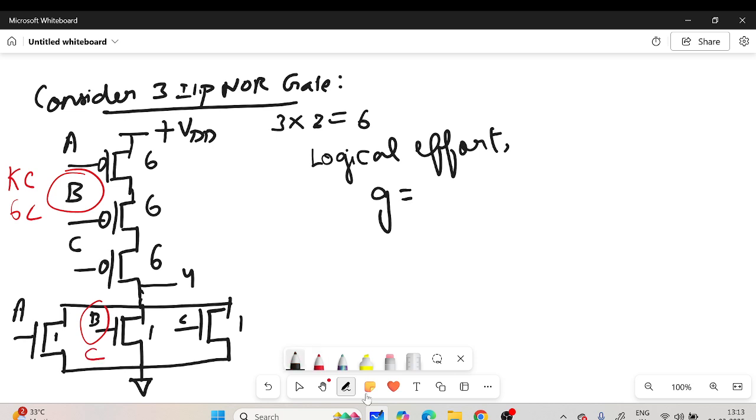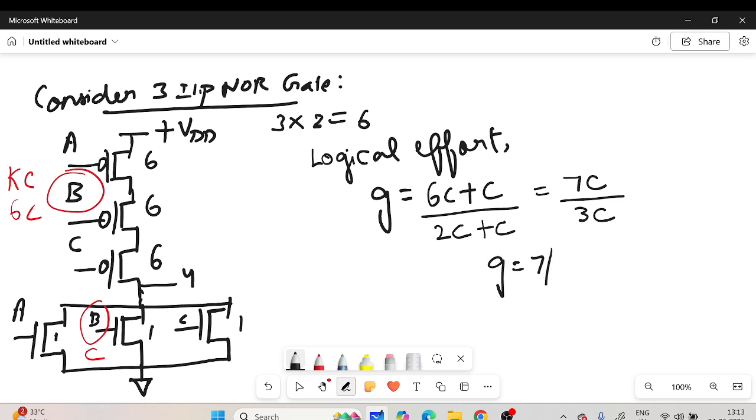Now if I compute the logical effort of this particular gate, it can be written as 6C plus C, divided by the input capacitance of the unit size inverter. For PMOS the input capacitance is 2C and for NMOS it is equal to C. If I add these, the numerator results in 7C and the denominator results in 3C. When the capacitance values cancel, the resultant logical effort for a 3-input NOR gate is G equal to 7 by 3. This is how you compute the logical effort for the various NAND and NOR gates asked in the question.